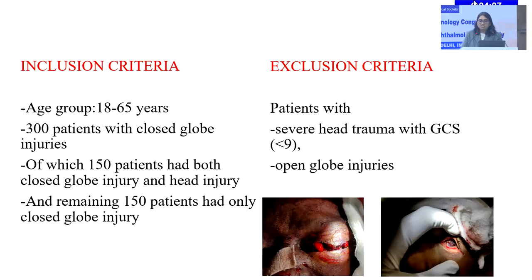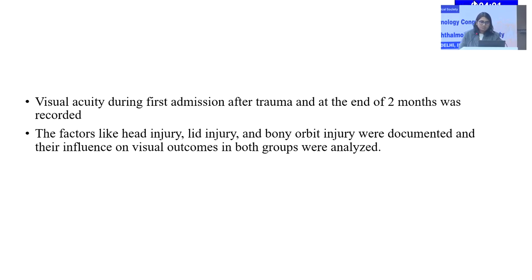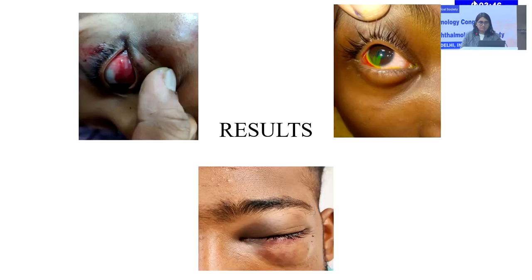Exclusion criteria: patients with severe head trauma with GCS less than 9 and open globe injuries were excluded from our study. The visual acuity during the first admission after trauma and at the end of 2 months was recorded. Several concomitant factors like head injury, lid injury and bony orbit involvement were documented, and we analyzed whether they had an effect on the visual outcomes in both the groups.